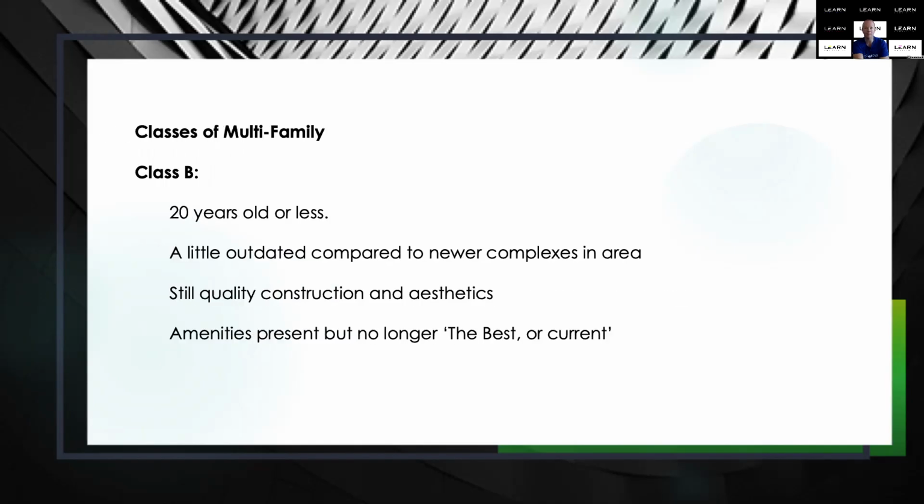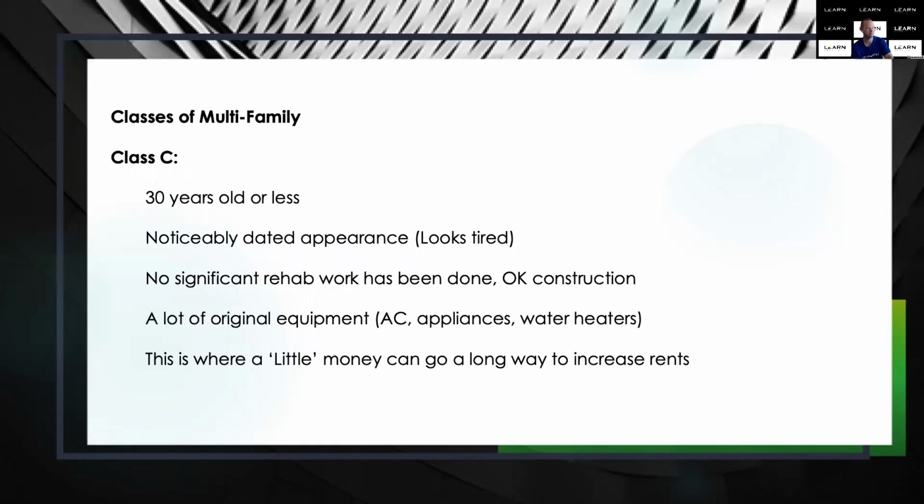We go into class B, which is 20 years old or less, a little outdated compared to the newer complexes in the area. Still quality construction and aesthetics. Amenities are present, but no longer the best or current. So still a great asset class. They have a little bit of room for improvement if it makes sense financially to do so. Remember, you've got to go back to that repositioning. Does it make sense? If I spend the money, can I increase the rent in order for this to make sense? That doesn't always make sense, so you've got to work the numbers.